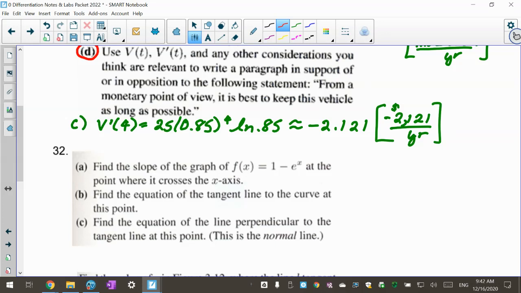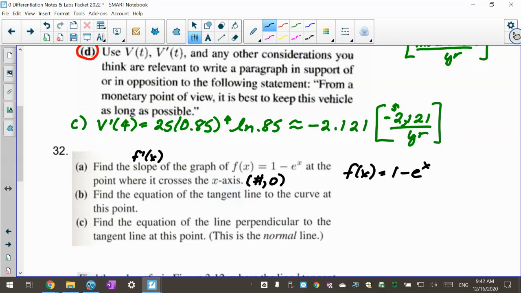It says, find the slope of the graph 1 minus e to the x at the point where it crosses the x-axis. So let's just put this. The x-axis is a number 0. And I know that the y value is 0. And it says, find the slope of the graph. Well, I know I'm going to have to do f prime of x. So I have f of x, I'm going slow here, is 1 minus e to the x. And I know it crosses the x-axis at a point where y is 0. So I want to know what the x value would be.